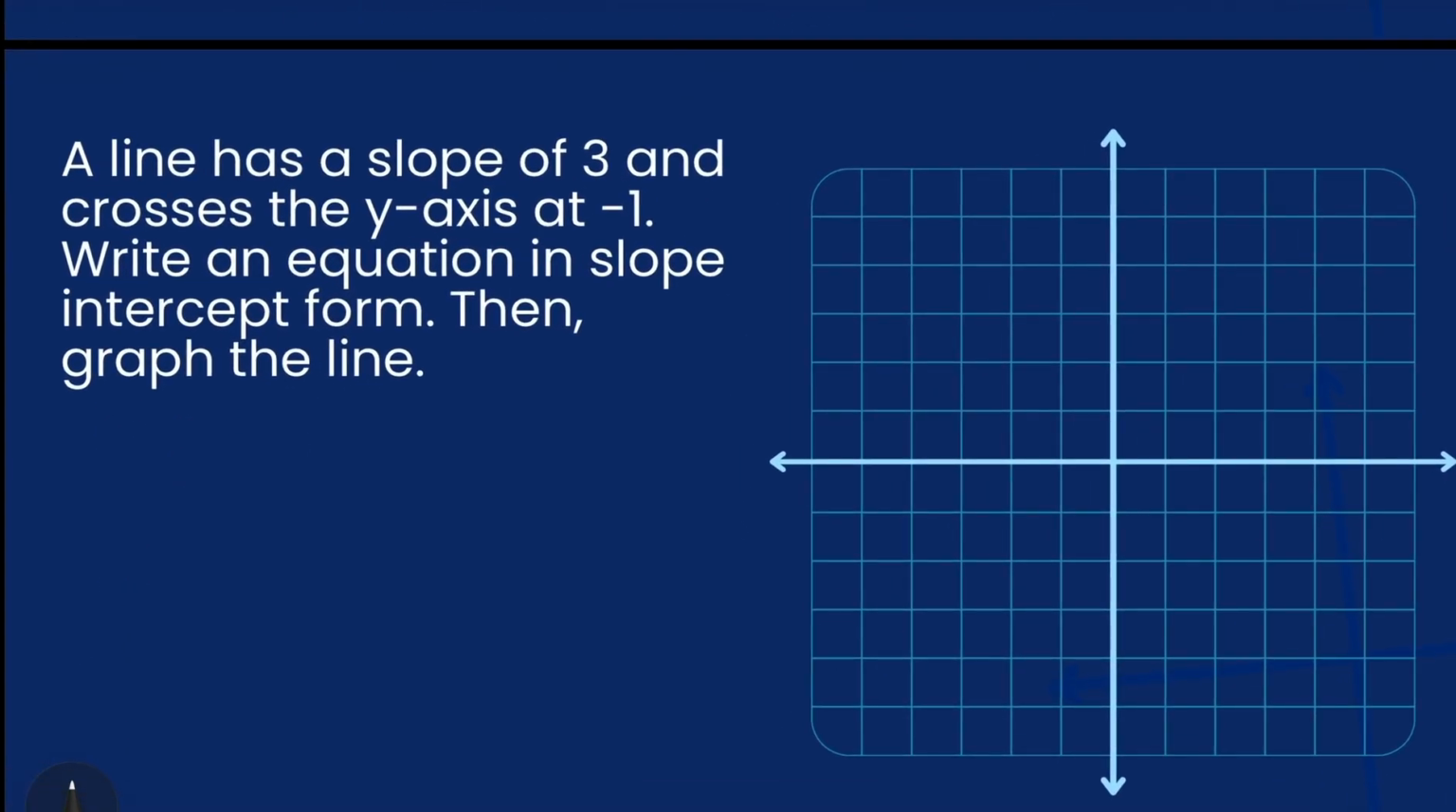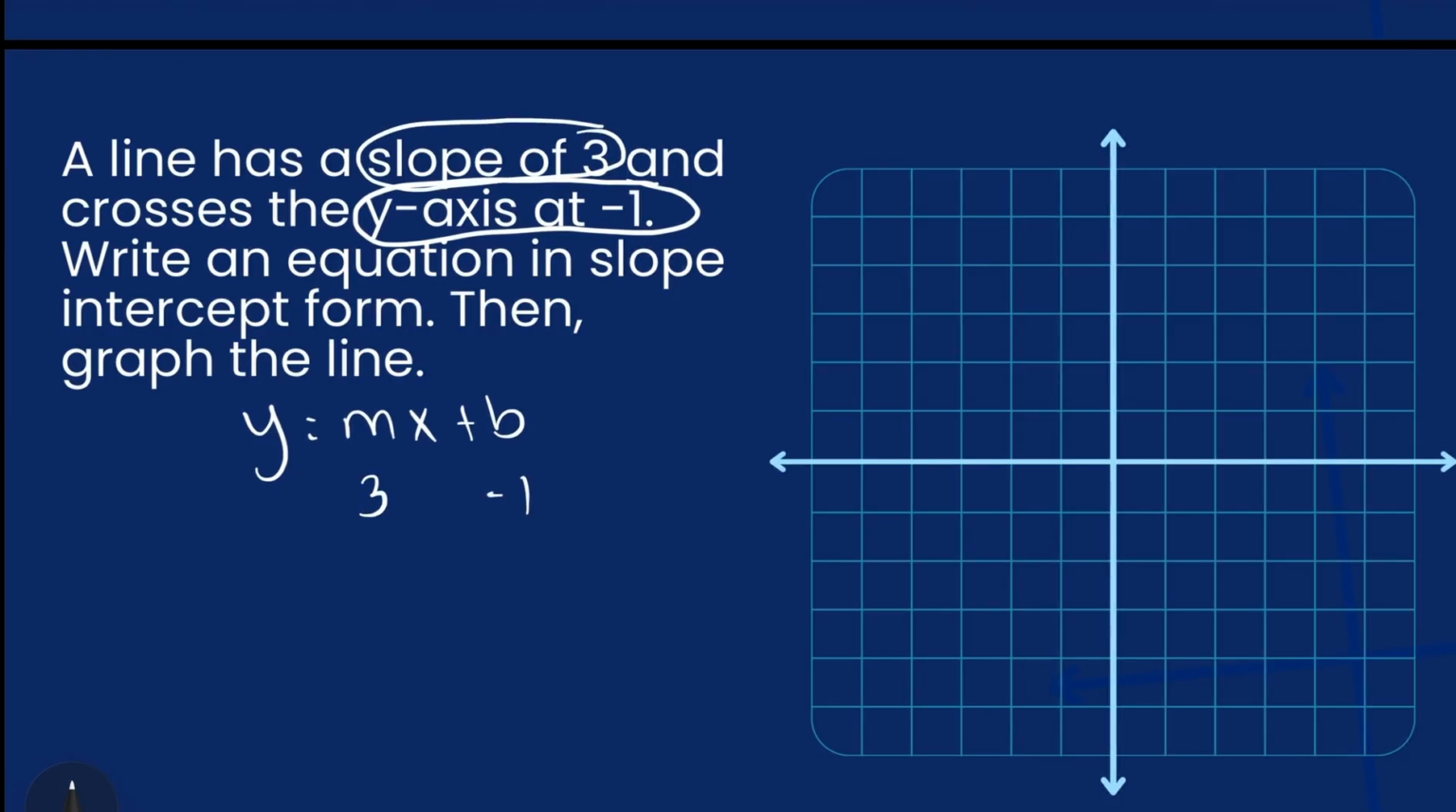Now this is another way they might present the problem to you. A line has a slope of 3 and crosses the y-axis at -1. Write an equation in slope-intercept form, then graph the line. Well, remember, slope-intercept form is y equals mx plus b, and b is simply our y-intercept. Our y-intercept is when it crosses the y-axis. So if it crosses the y-axis at -1, that means that our b is just -1. And then our m, which is our slope, is 3. So it's the same exact process, it's just presented to you in a different way.